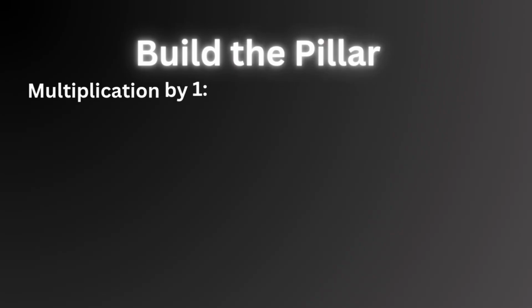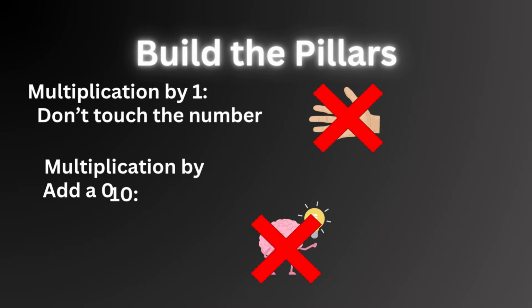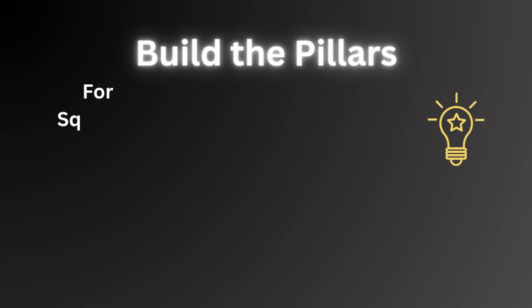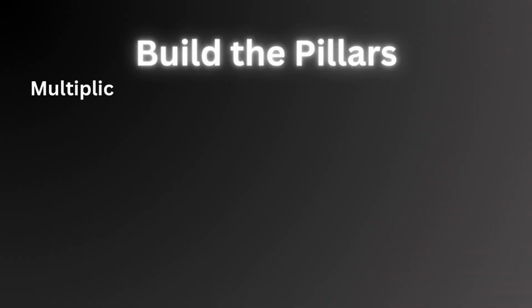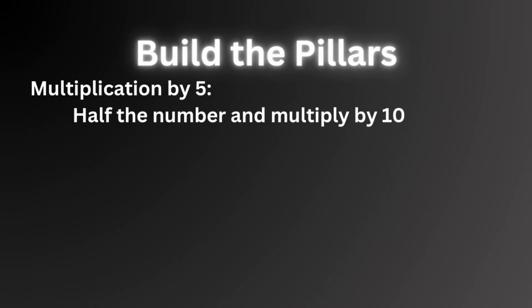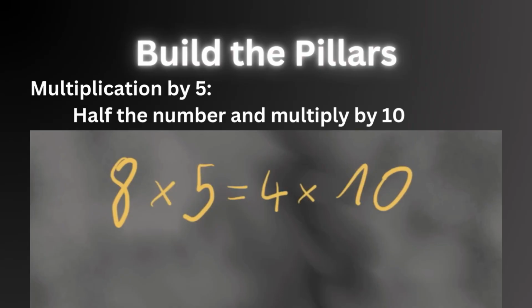Multiplication by 1 and 10 is trivial. Keep the number as it is for 1, or simply append a 0 for 10. Don't waste time thinking about it. Just apply it directly. For squares, unfortunately, there are no real shortcuts. The only reliable method is memorization. Multiplication by 5, however, offers a useful trick. To multiply a number by 5, take half of that number and then multiply by 10. For example, 8 times 5 becomes 4 times 10, and 7 times 5 becomes 3.5 times 10.